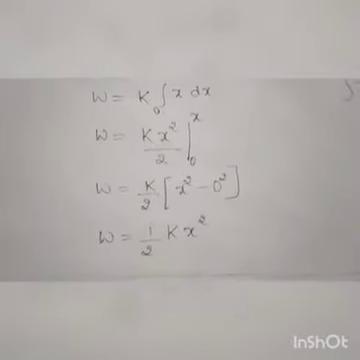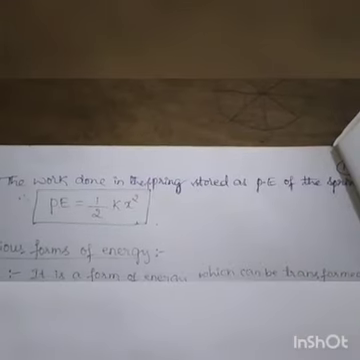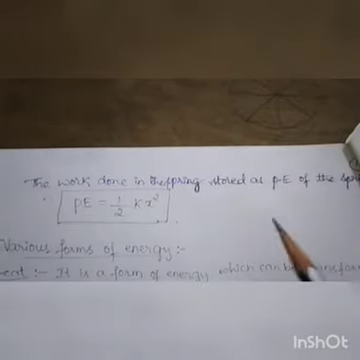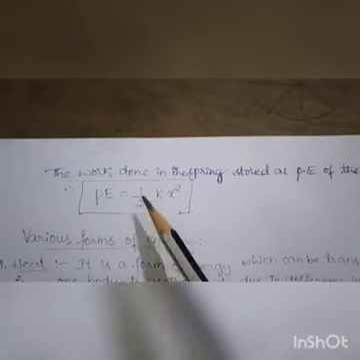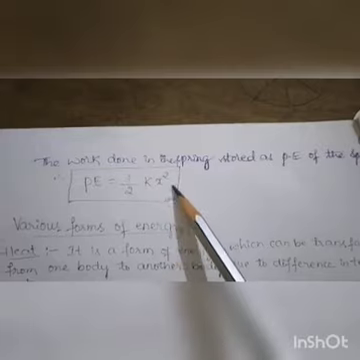Hence, potential energy and work done will be the same. Work done on the spring is stored as potential energy of the spring. Hence, work done will be replaced by potential energy. That potential energy will be equal to half k x square, if it is a stretched spring.